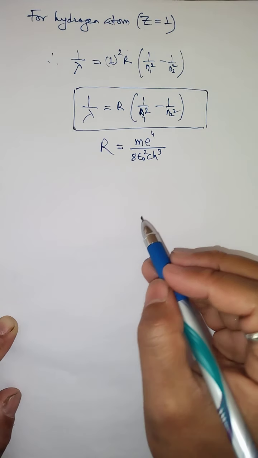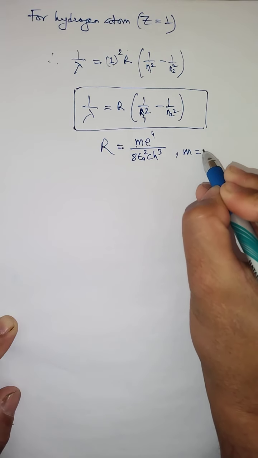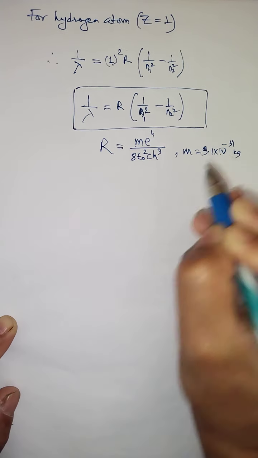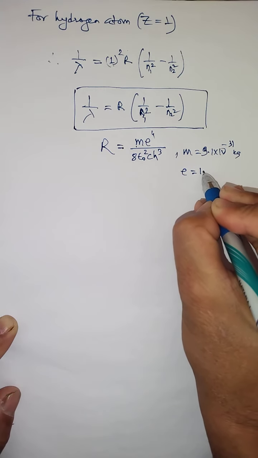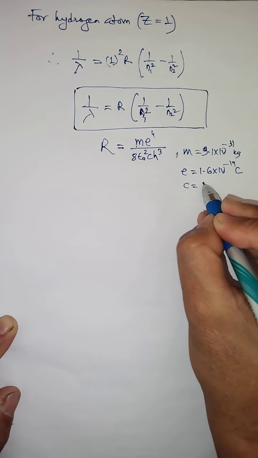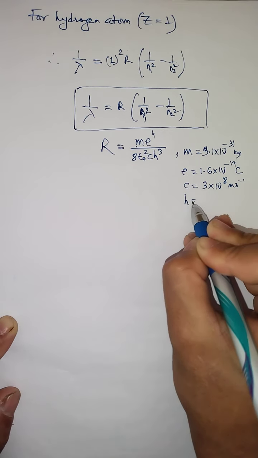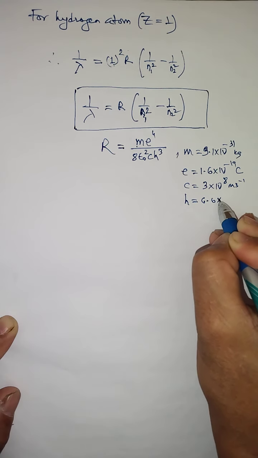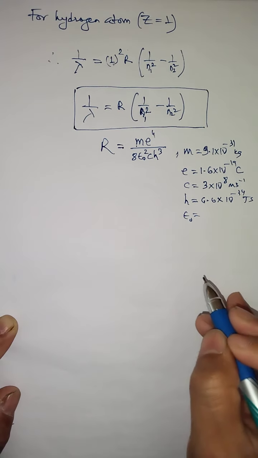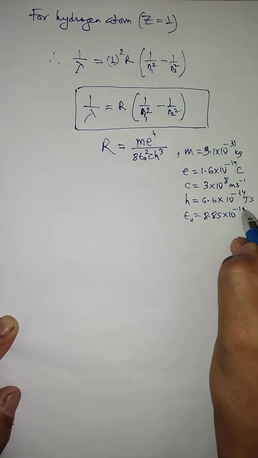This is the Rydberg constant. So in this relation, if you see, the mass of the electron is known. Basically, m is the mass of electron, 9.1 into 10 to the power minus 31 kg. e, the charge of electron, is 1.6 into 10 to the power minus 19 coulomb. C is the speed of light, that is 3 into 10 power 8 meter per second. h, as you know, is Planck's constant, which is 6.6 into 10 power minus 34 joule second. And epsilon naught is the permittivity of free space, and that is 8.85 into 10 to the power minus 12.